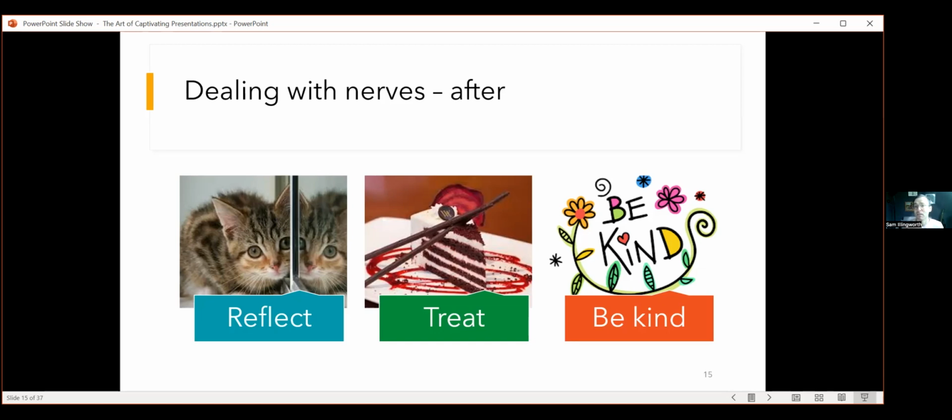But I reflected on it. I learned from it. And I tried to think more about my audience and maybe when it's appropriate to use humor or not. So just be kind to yourself. Things will go well, things won't go well. Move on from it, learn from it, reflect, treat yourself, be kind. And if you think about all of these things, the nerves before, nerves during, nerves after, it will really help you and yourself with that triangle of effective communication.